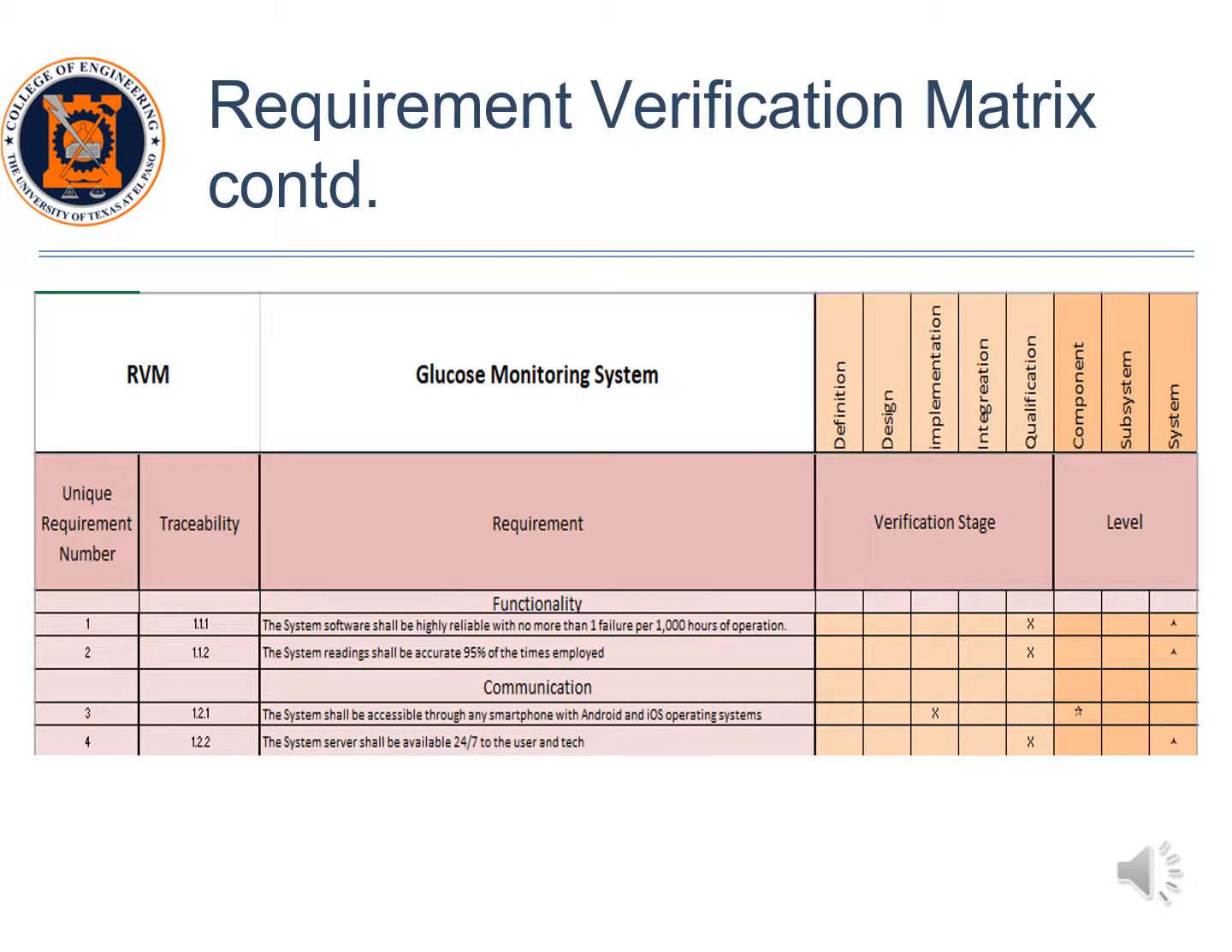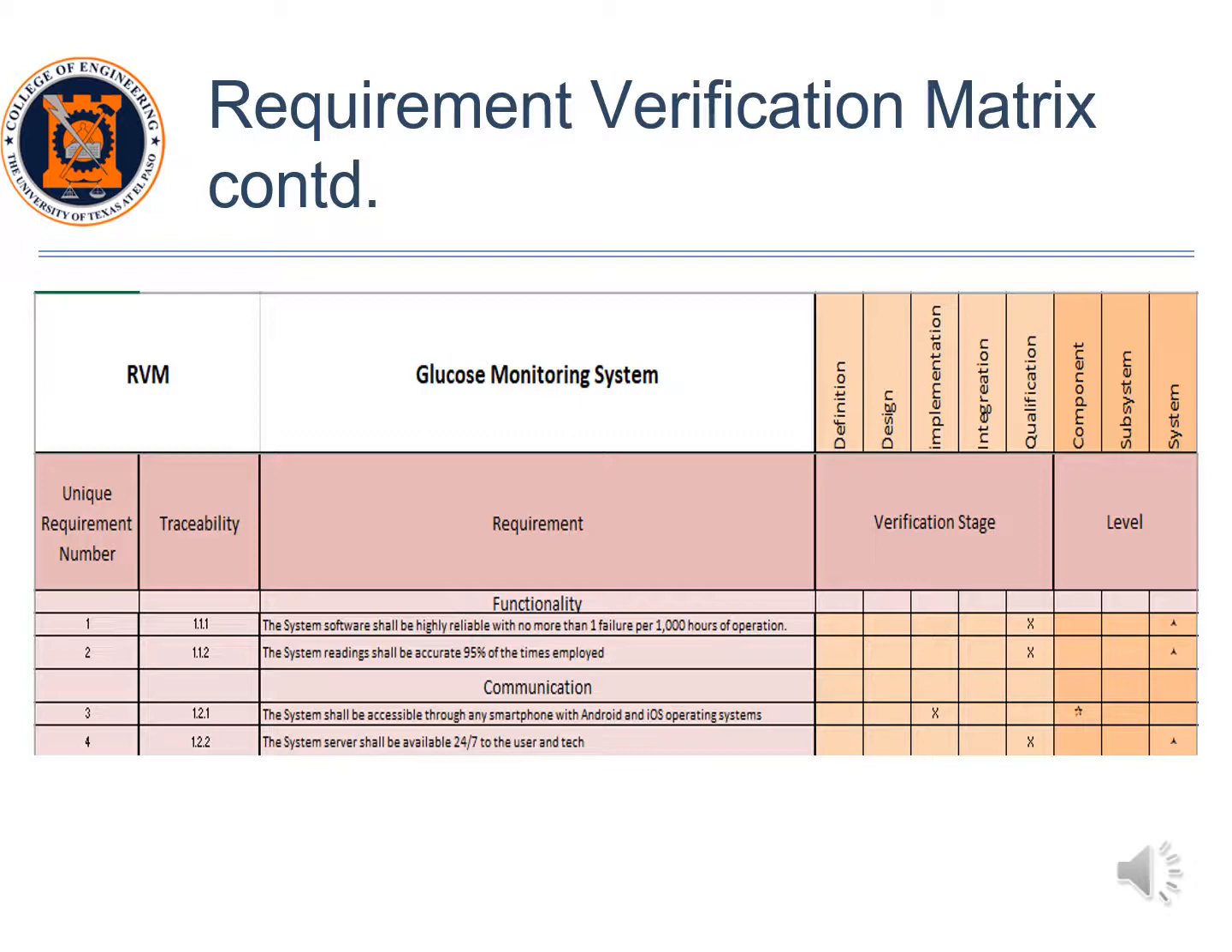The following is a sample of the first 4 requirements analyzed by the RVM. As you can see, the RVM is subdivided into different fields. Each requirement has a unique requirement number, a traceability number, a field for describing the requirement, the verification stage in which the requirement will be verified, and finally, the level of the requirement at the component, subsystem, or system level.